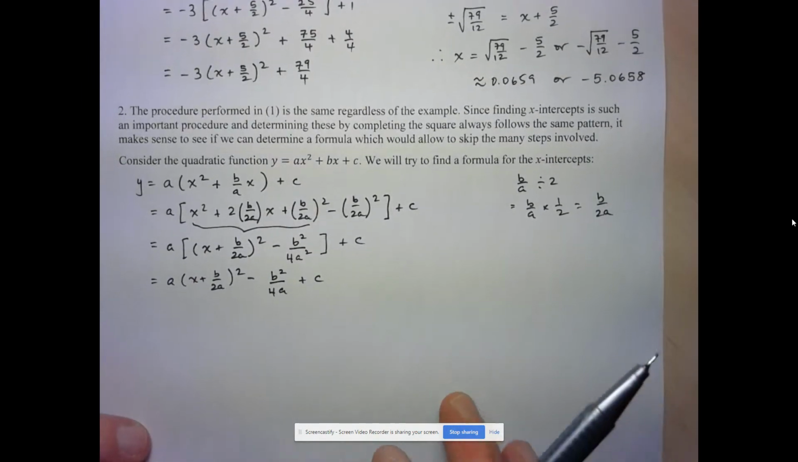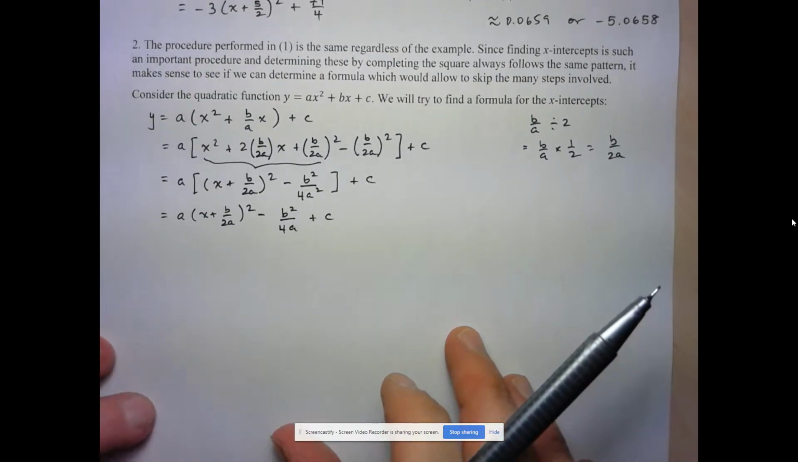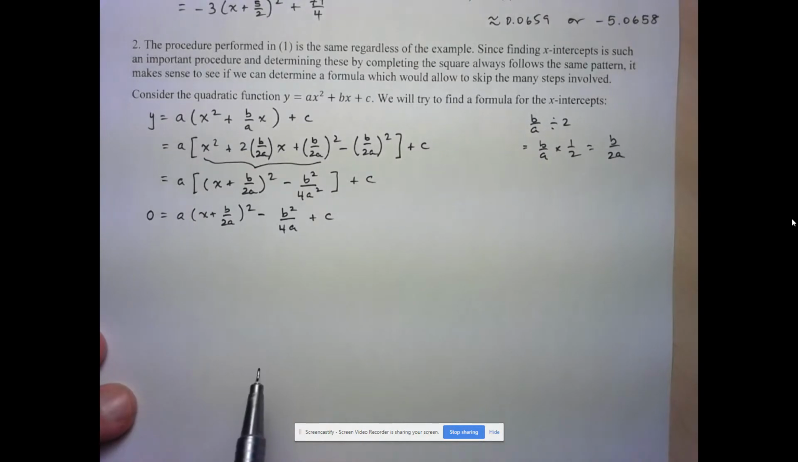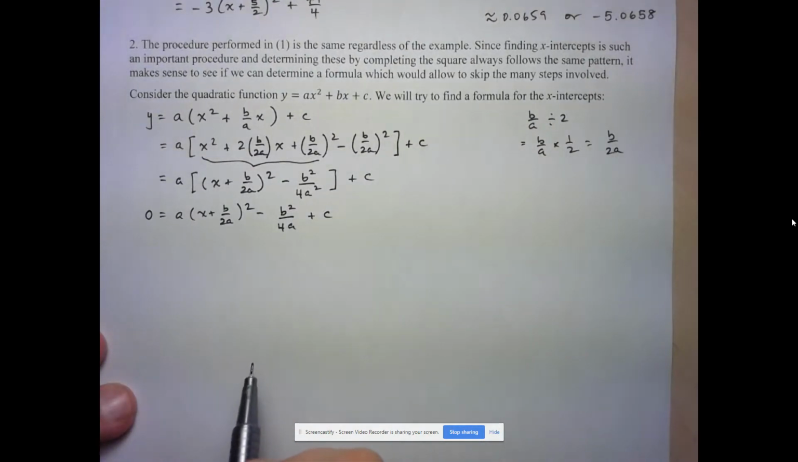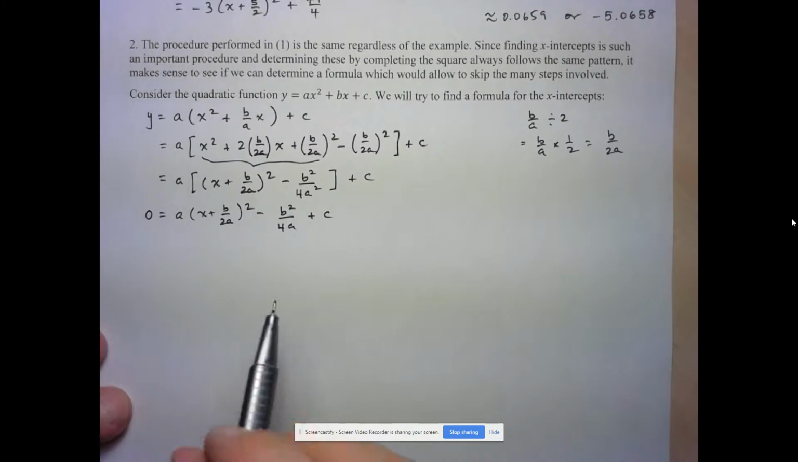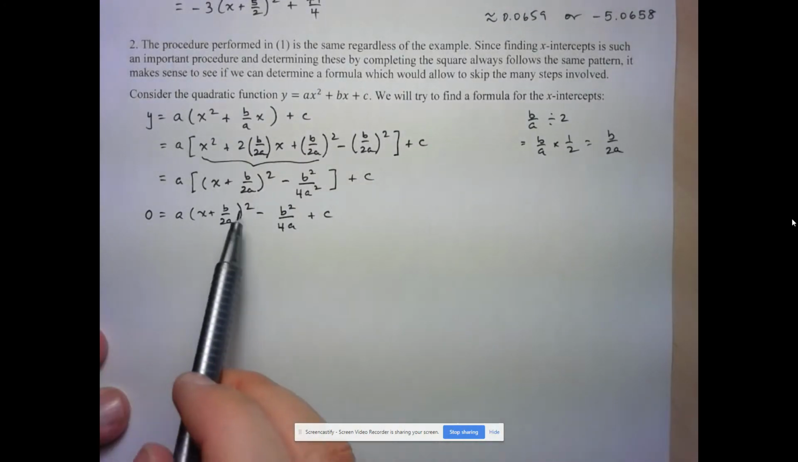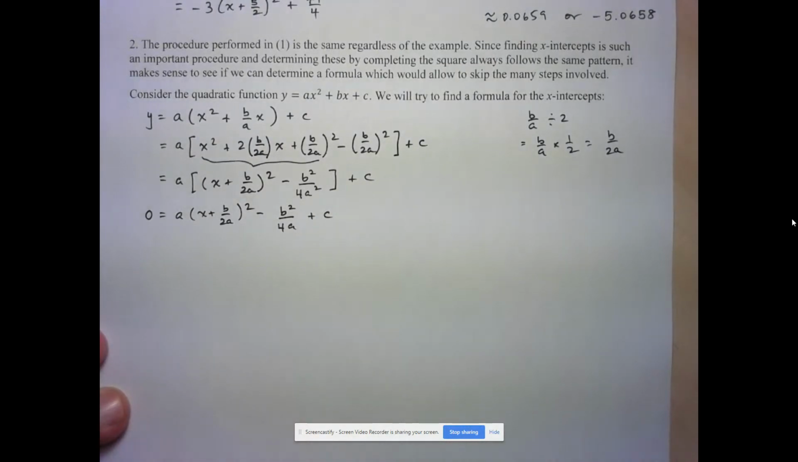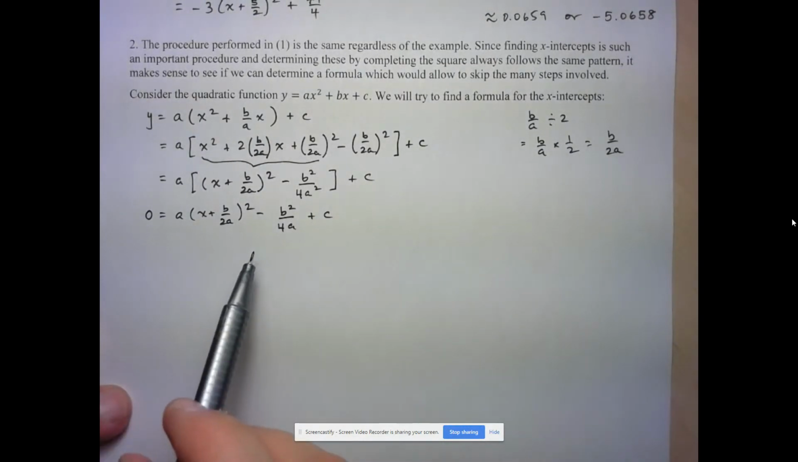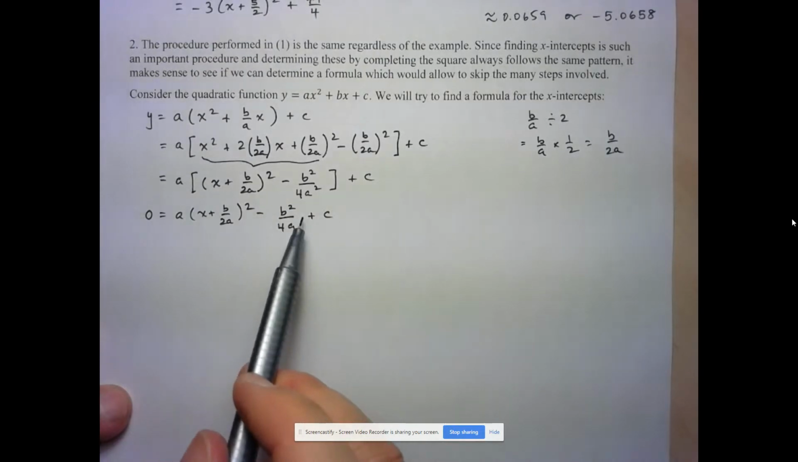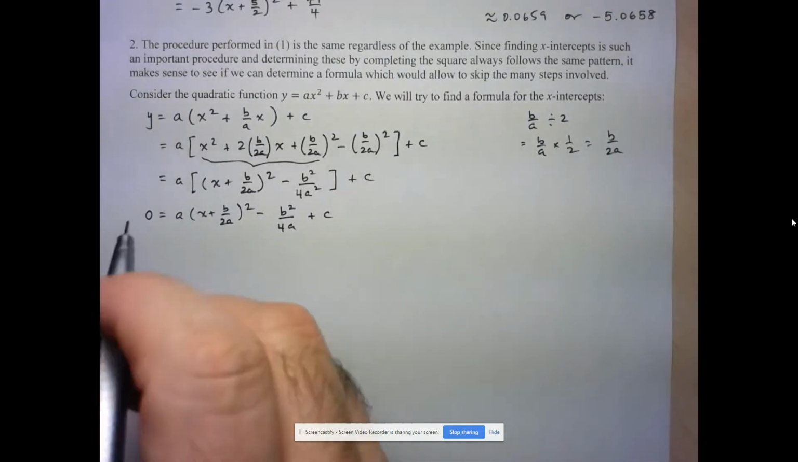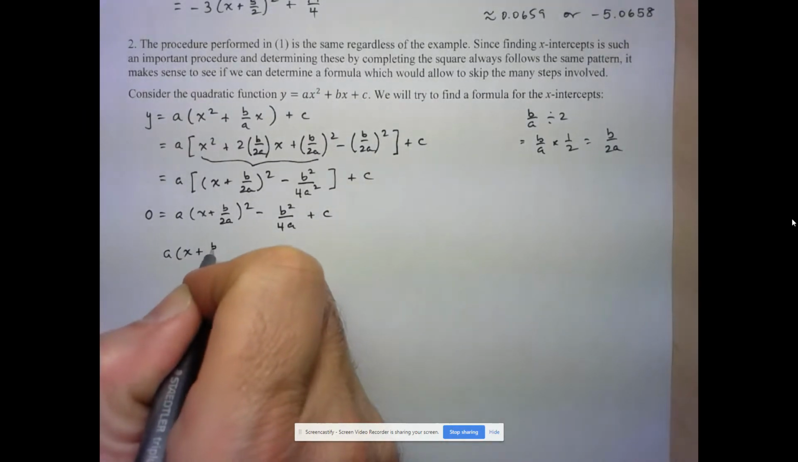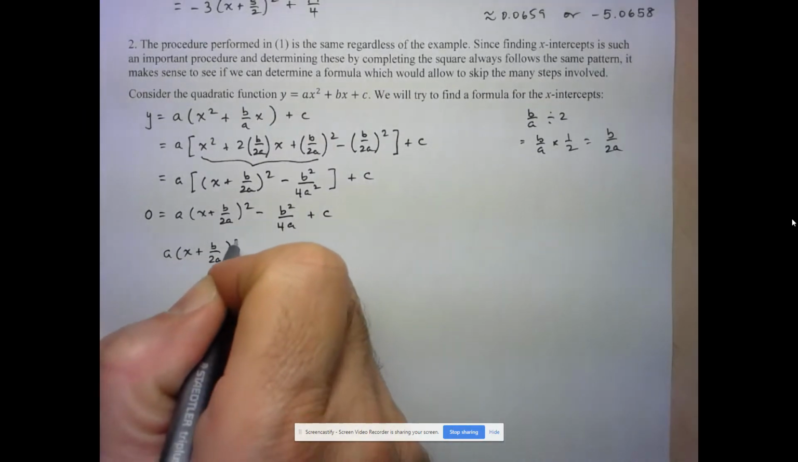Okay, so now that I've completed the square, the next step is to replace y by 0 and solve for x using opposite operations. All right, so while I have the 0 here, I'm actually going to move stuff to the other side, but I'm just going to write the equation flipped around. Okay, so how do we solve by opposite operations? Well, first we start with the additions and subtractions, and then we'll move from there.